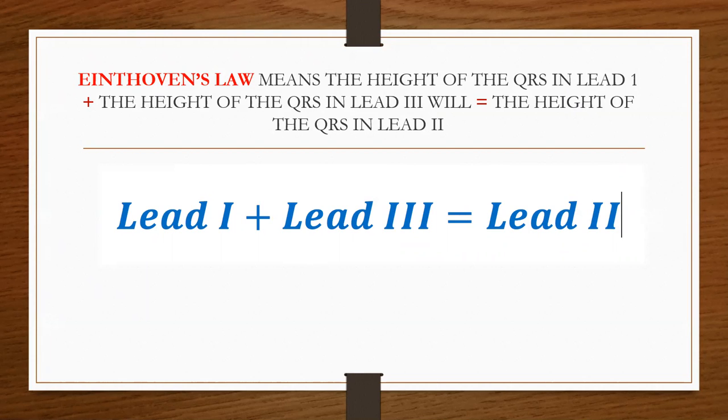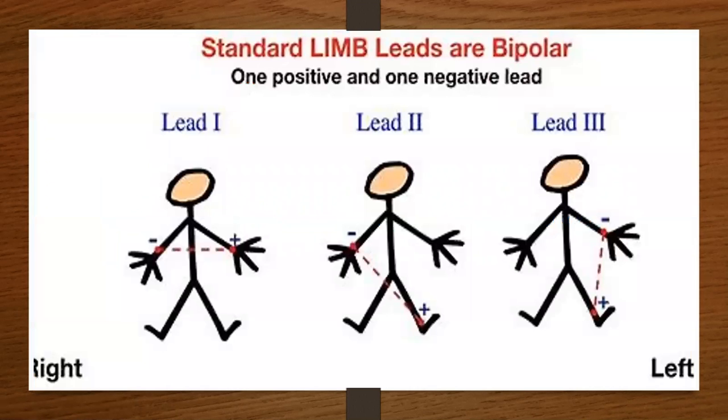Now, that's a little different from what we learned in school, right? That 1 plus 1 equals 2. But that's not the case for Einthoven's law. So remember, lead 1 plus lead 3 equals lead 2, and that's when you're looking at the height of the QRS complex. Here's just another illustration of the standard limb leads or bipolar leads, showing you both the negative and positive leads.